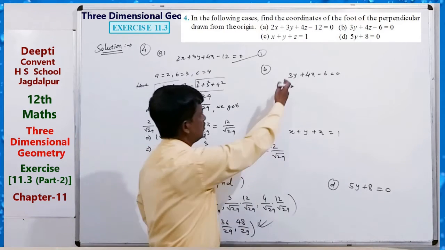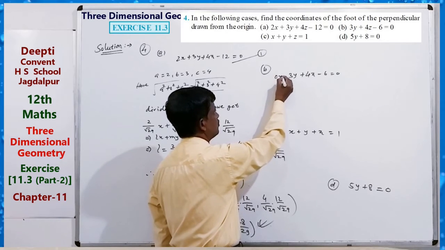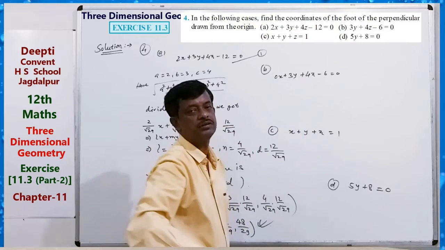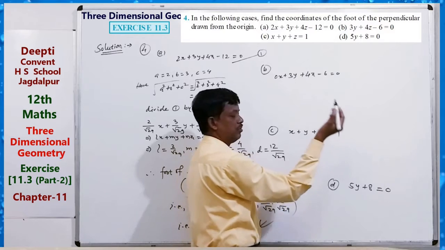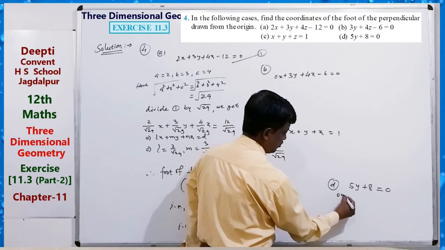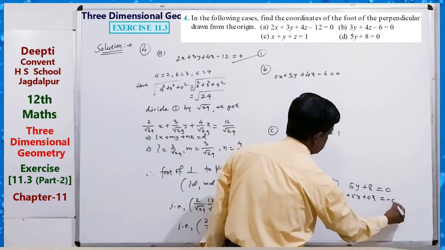Here also, x has nothing, meaning 0 into x, and then a, b, c. So you can do it. Transfer to the right hand side. Here a, b, c are 1, 1, 1. Here you can write 0 into x plus 5 into y plus 0 into z equals minus d.